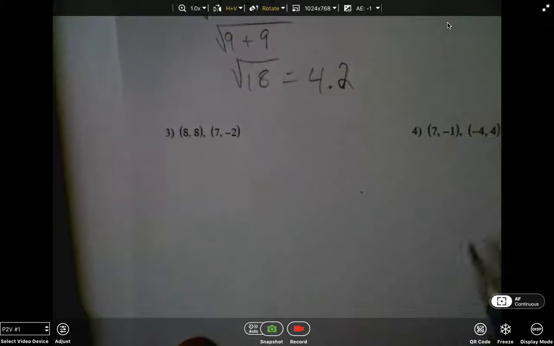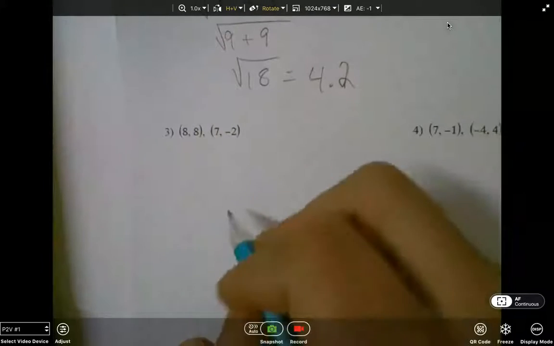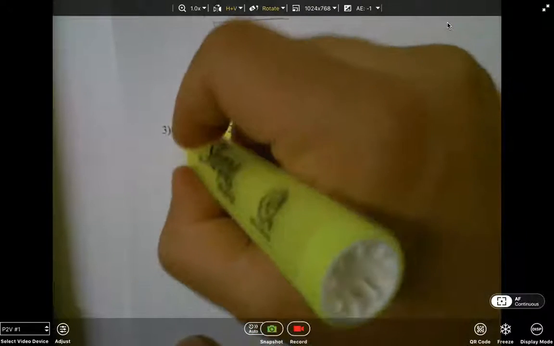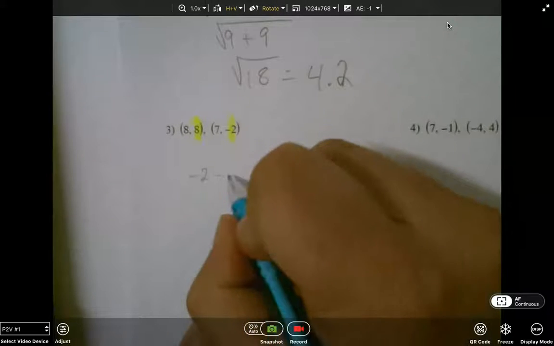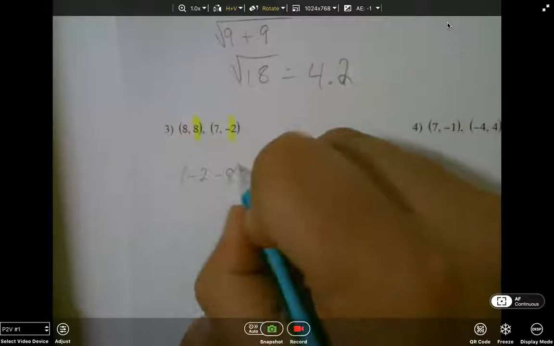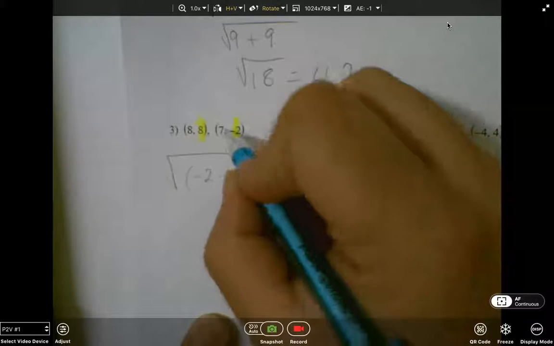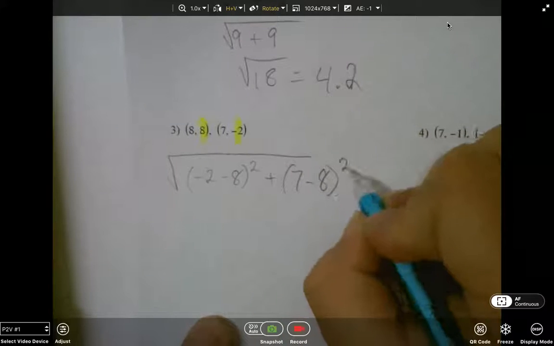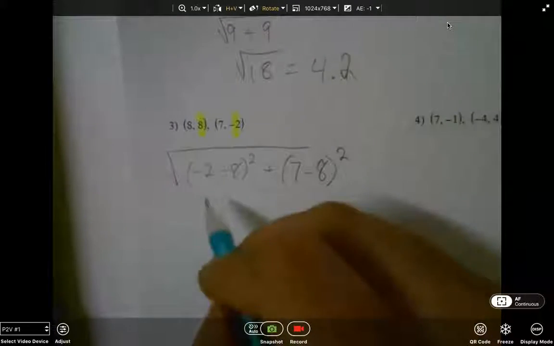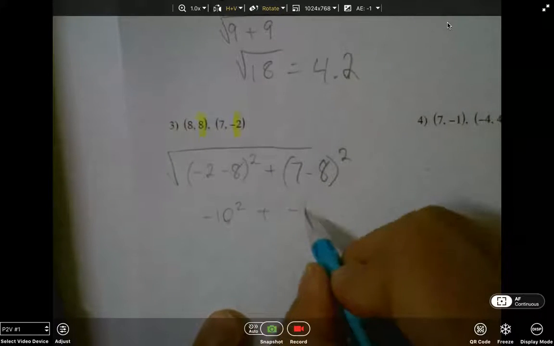I'm going to quickly show you this next example, number 3, so then you can try 2 and 4 for math message. Here, again, I'm going to start with my y's and go straight to the formula. I get the square root of -2 minus 8, squared, plus my x's, 7 minus 8, squared. I do my subtraction: -10 squared plus -1 squared.